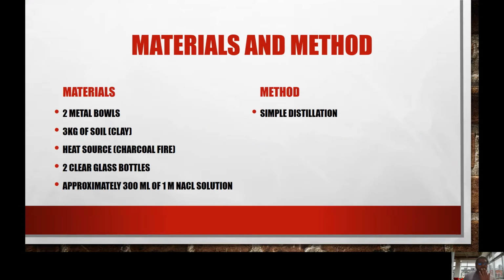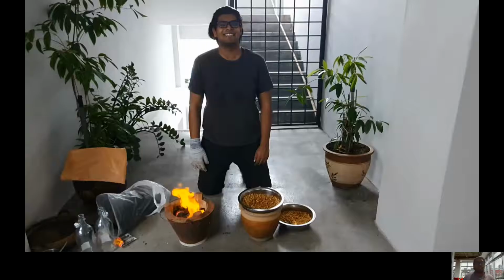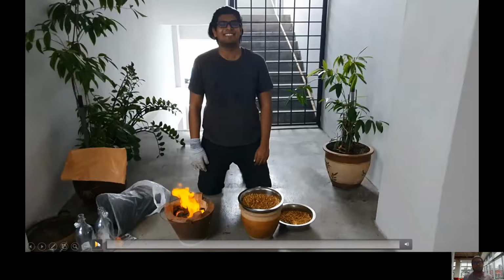The materials and methods that were used: first of all, the method was a simple distillation method, and the materials were 2 metal bowls, 3 kilos of soil, which in this case was clay, a heat source, in this case a charcoal fire, 2 clear glass bottles to see the distillation process happen, and approximately 300 ml of 1 mole NaCl solution. So now we'll take a look at the video in which the experiment was done, and I'll be providing a commentary voiceover while the video is playing.